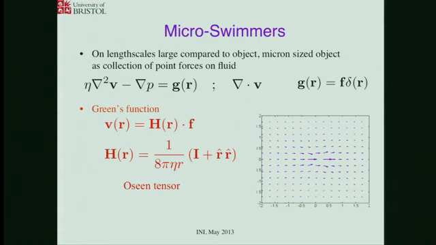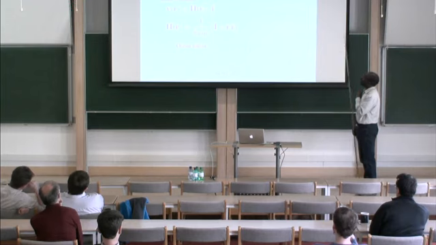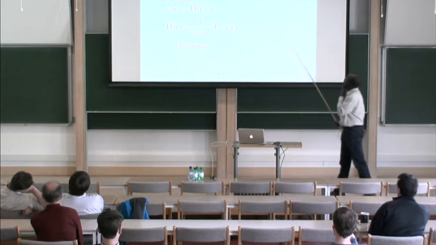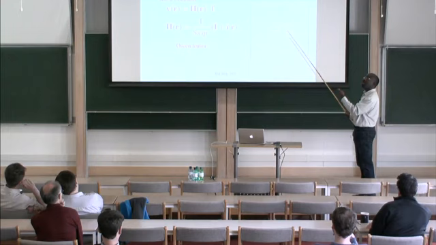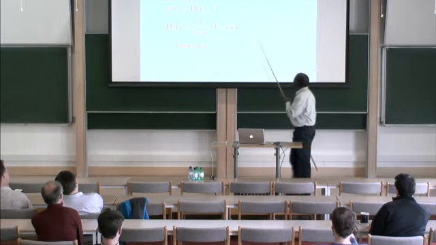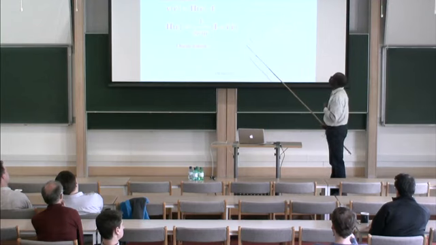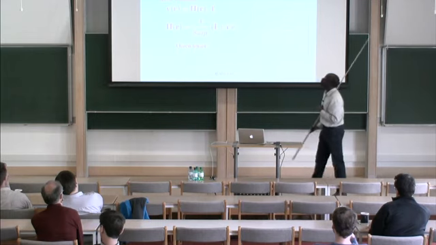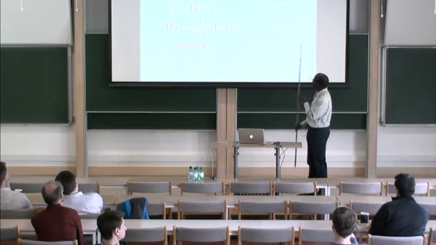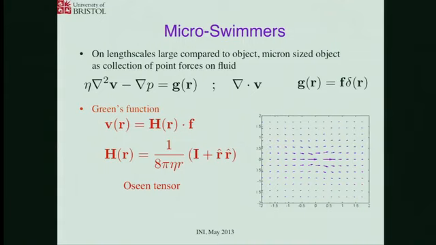We're going to build them by essentially building a collection of point forces on the fluid. So we have our Stokes equation, we have some forces, and our object will be parameterized by the distribution of these point forces. And in order to build the flow field defined by the object, we're going to use the Green's functions for the Stokes equation, which is the Oseen tensor.